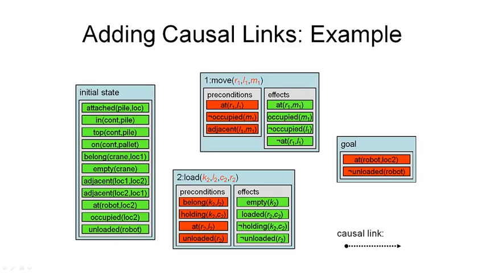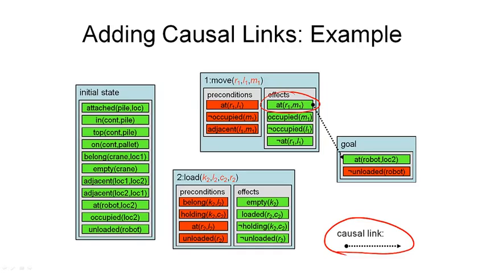Going back to our example, here is what adding causal links look like. A causal link is denoted by this type of dotted arrow in this diagram. And when we added the move action, we did this to achieve a goal, so we also can add a causal link that represents that. We used the move action to use the effect at R1M1 to support the goal at robot location 2. Clearly, these variables can be instantiated such that the goal is satisfied.